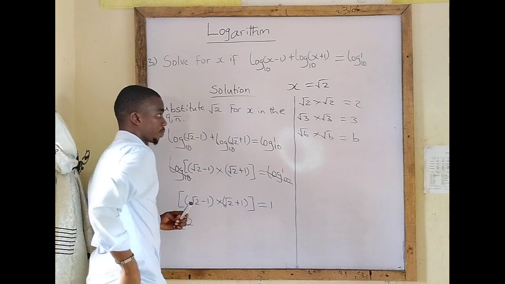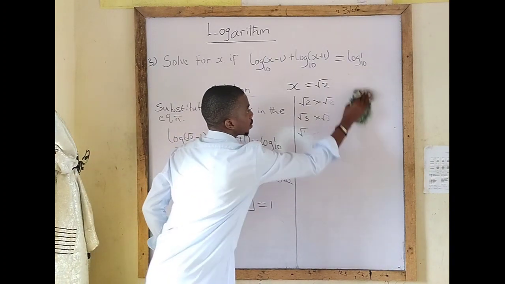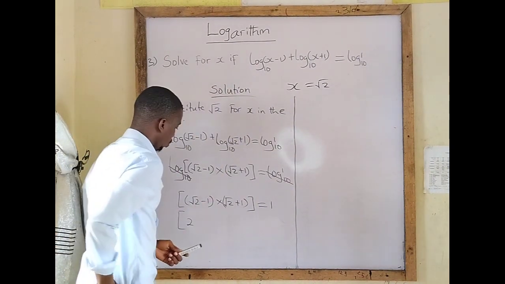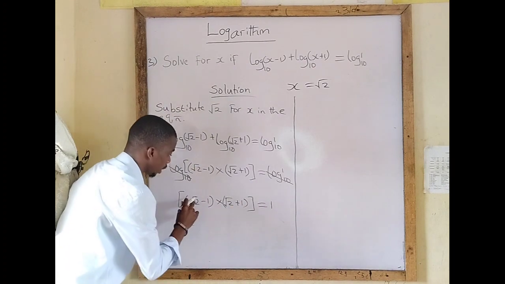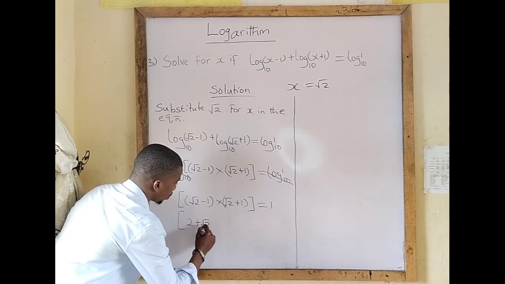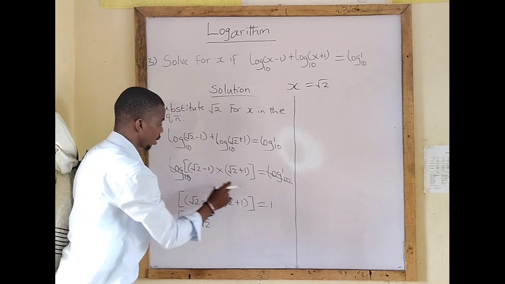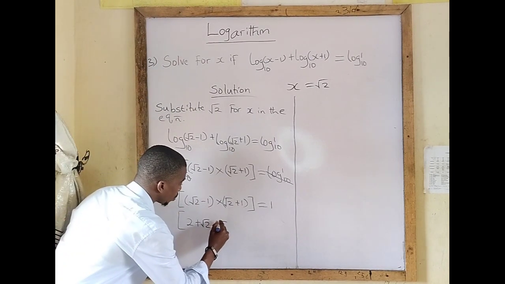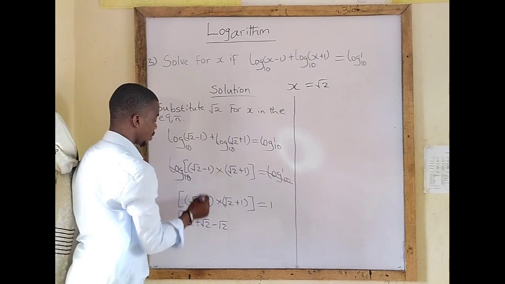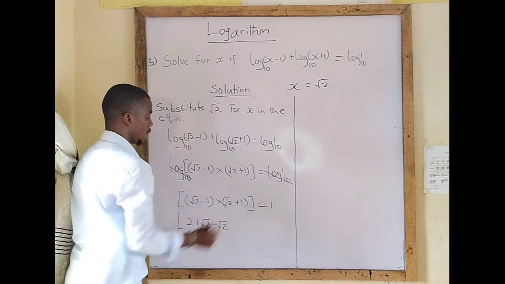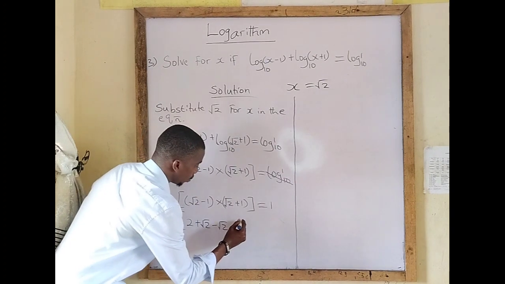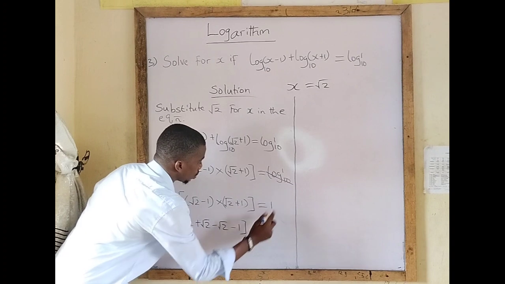So root 2 times root 2 is 2, so that root 2 times 1 is equal to plus root 2. And minus 1 times root 2, we have minus root 2. And minus 1 times plus 1, we have minus 1. Close parenthesis equal to 1.